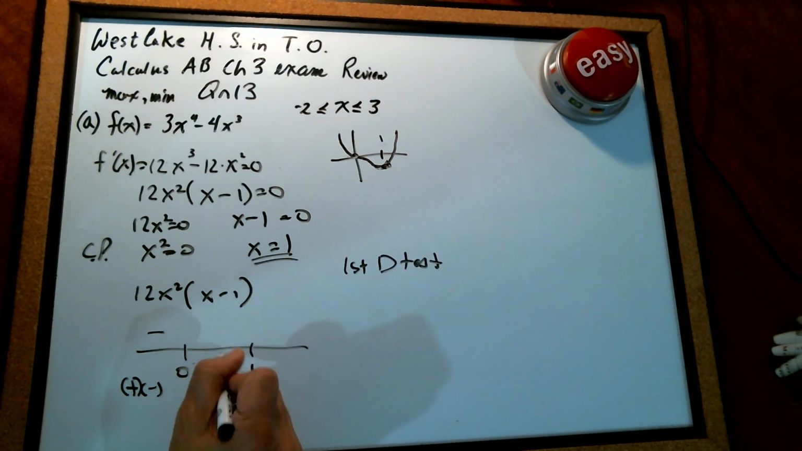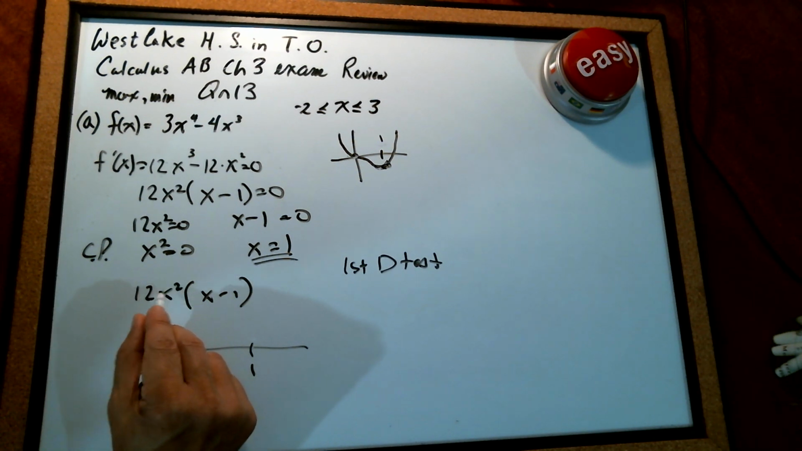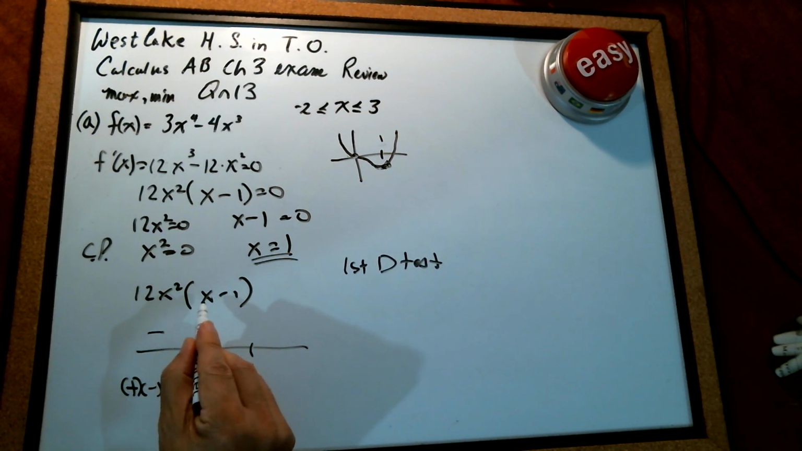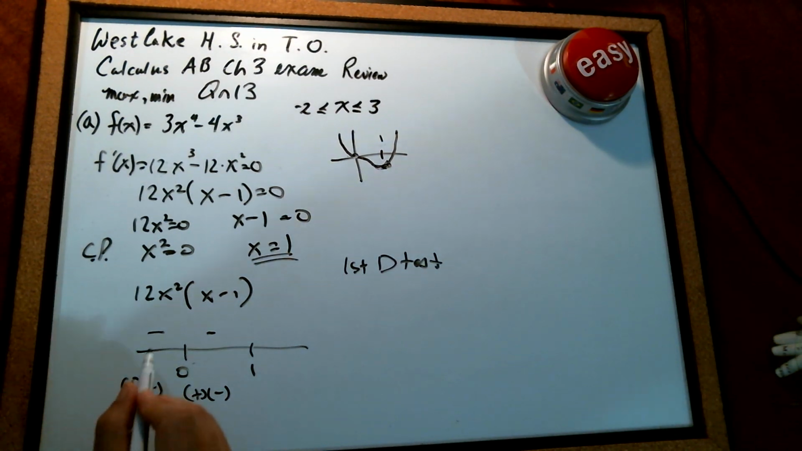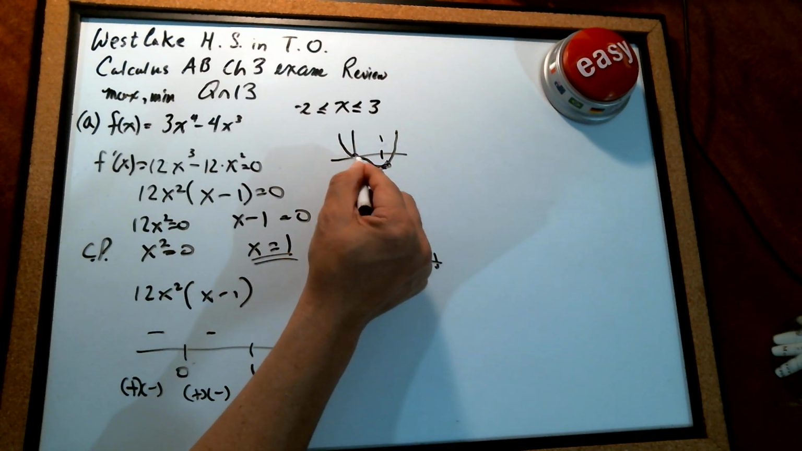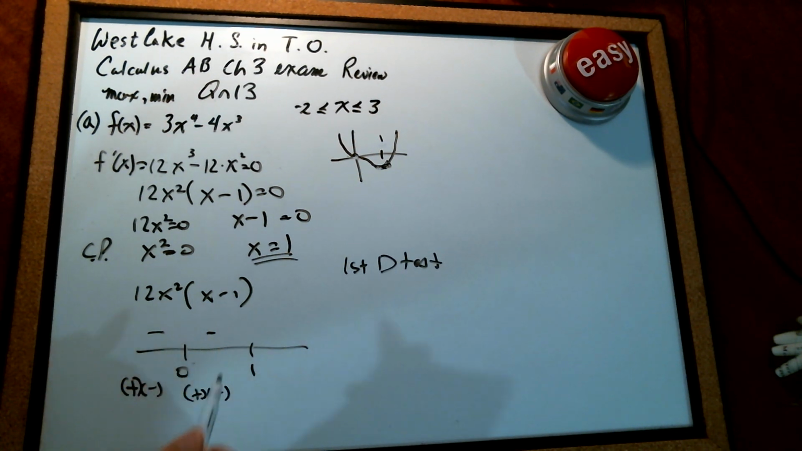From 0 to 1, you can plug in any value like 1/2. 1/2 squared is 1/4, but it's just going to be positive, times 12 is positive. 1/2 minus 1 is negative. So it's going to be negative. I'm looking at the qualitative signs, not the actual numbers. So it's going to go from a negative slope, right over here, and then up to 1 is still a negative slope. Okay, so it has to change signs for it to be a max or min. It doesn't change sign, so this is not a max or min at x equals 0.